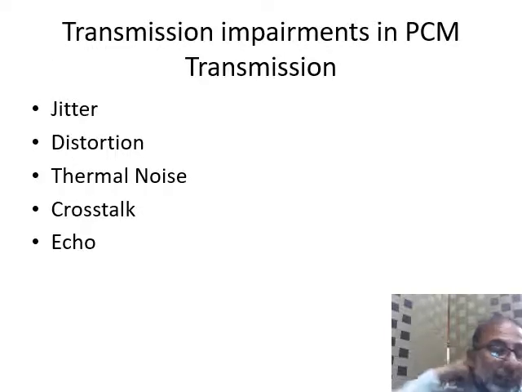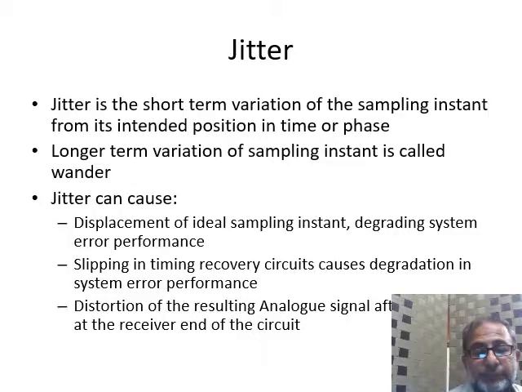The main five impairments in PCM transmission are jitter, distortion, thermal noise, crosstalk, and echo. Jitter is the short-term variation of the sampling instant from its intended position in time or phase. And here's a new term, which is called wander. Longer term variation of the sampling instant is called wander.